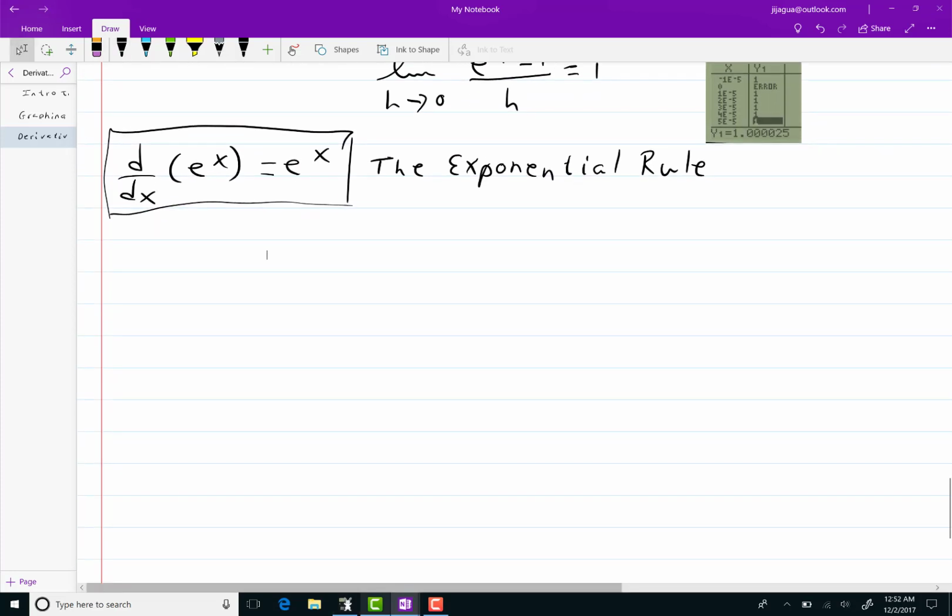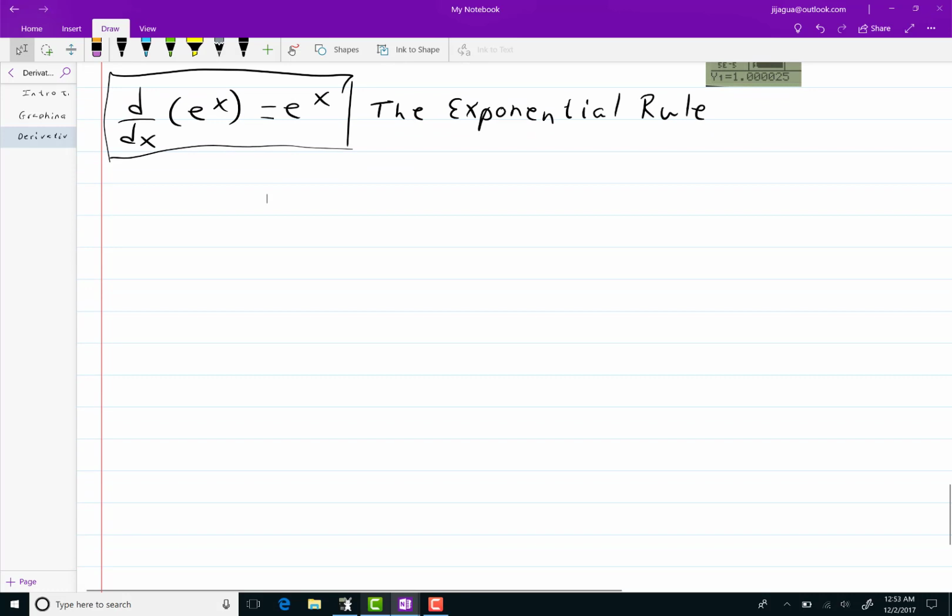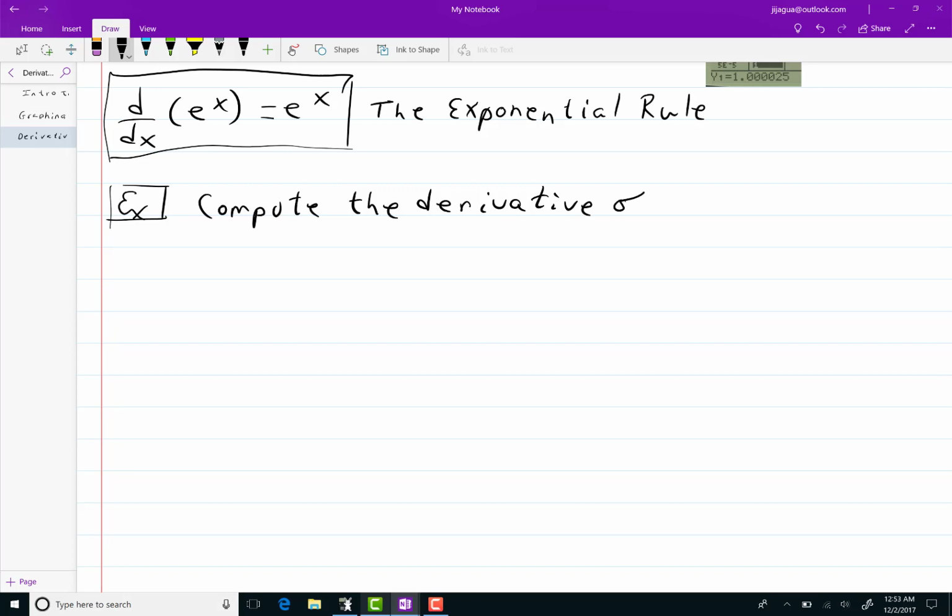There's really not much I can do, except for the derivative of e to the x is e to the x, but let's do an example where I mix a few things together. Compute the derivative of f of x equals 5x to the 7th minus 3x squared plus 2e to the x.